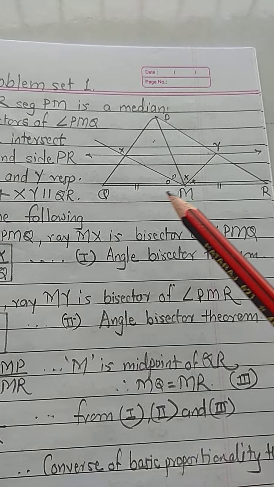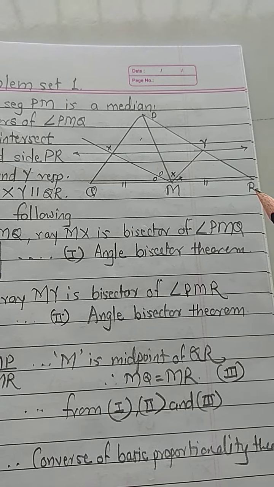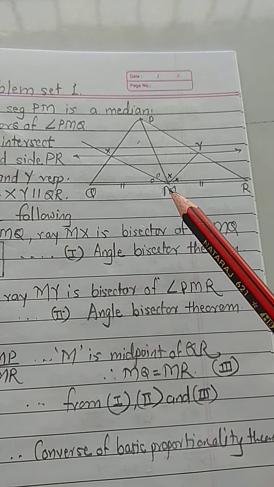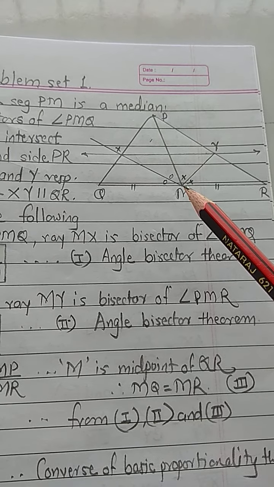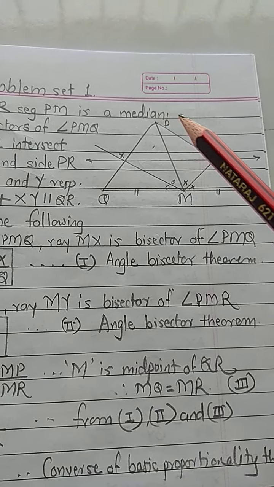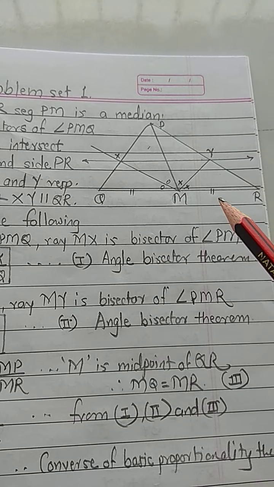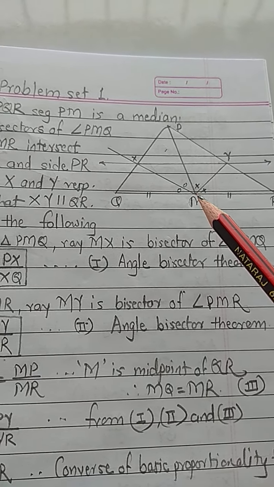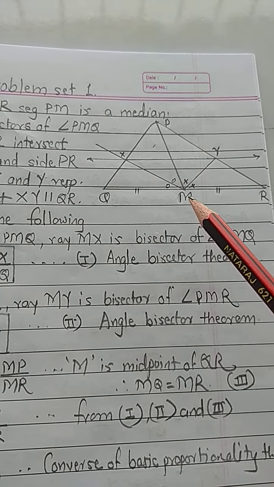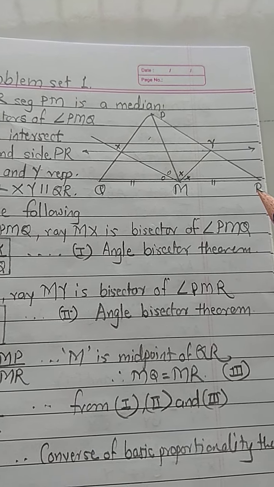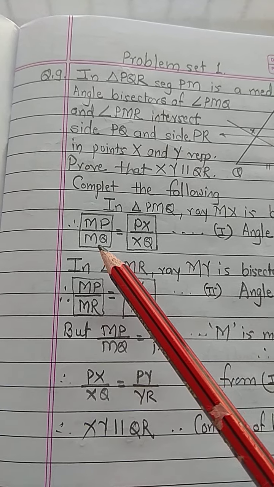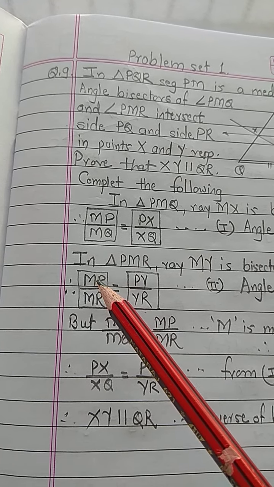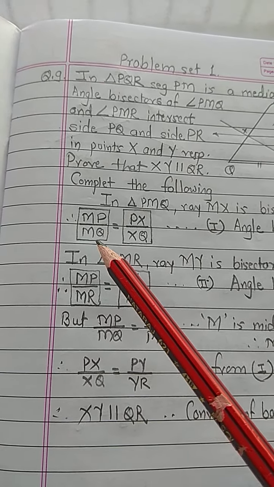It bisects the segment opposite to it. Okay, no? So what is the definition of median? Median is the segment which joins the vertex and midpoint of the side opposite to it. Okay, so this is the midpoint, then QM equal to MR.